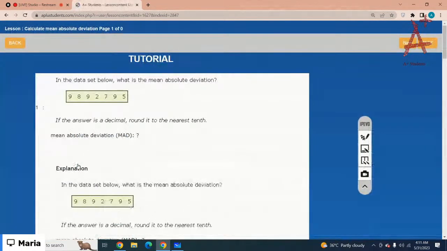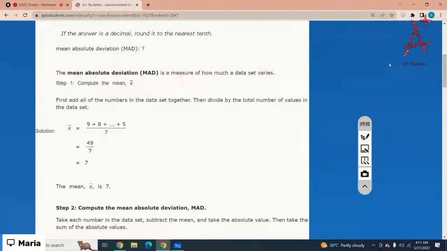So how do you calculate the mean absolute deviation? In the given data set below, what is the mean absolute deviation? First of all, you have to calculate the mean like we are doing earlier. Just add up all the numbers, you have 7 numbers, just add them and divide by 7. The mean value would be 7. Got it? 49 over 7, that would be 7.